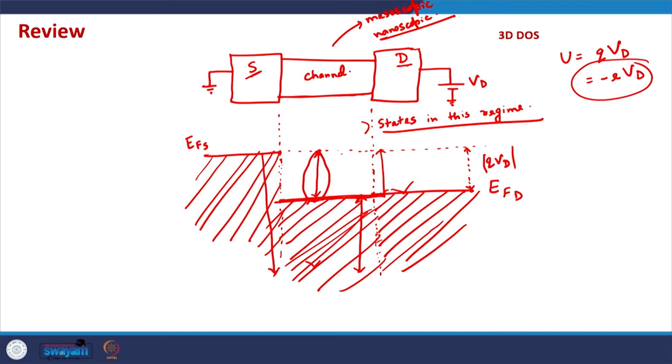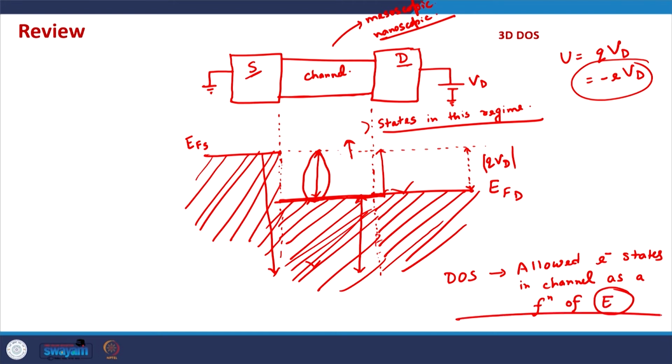That is why the number of electronic states in the channel is an important idea, very important idea, because in order to understand the conduction in devices or in materials, apart from the applied voltage, we need allowed electronic states in this regime, the regime between the source Fermi level and the drain Fermi level, and that is why we are trying to understand the idea of the density of states, because the density of states tells us about the allowed electronic states in channel as a function of energy.